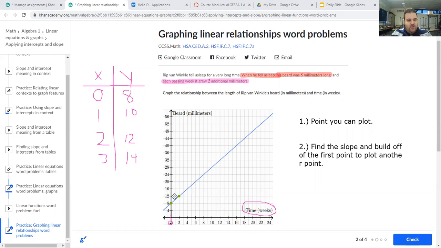So I used information to plot a point. Then I figured out what's the slope, what's the rate of change, which was given in the story problem. And then I built off of my first point to plot a second point using the slope. In this case, the slope, I used it to find this point over here, 2, 12. And that should be the correct answer to this problem. All right, we got that one right.